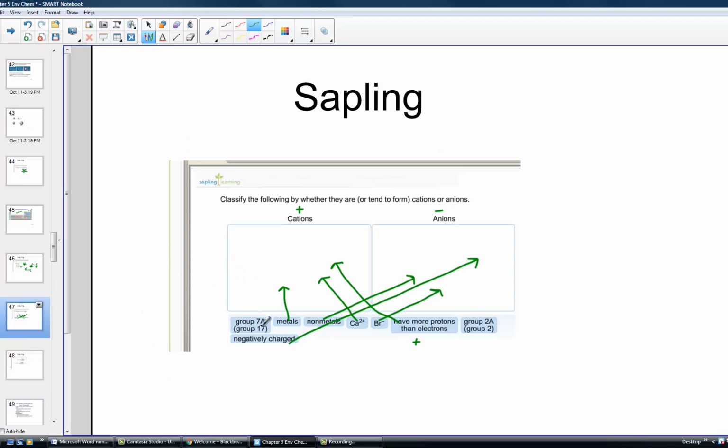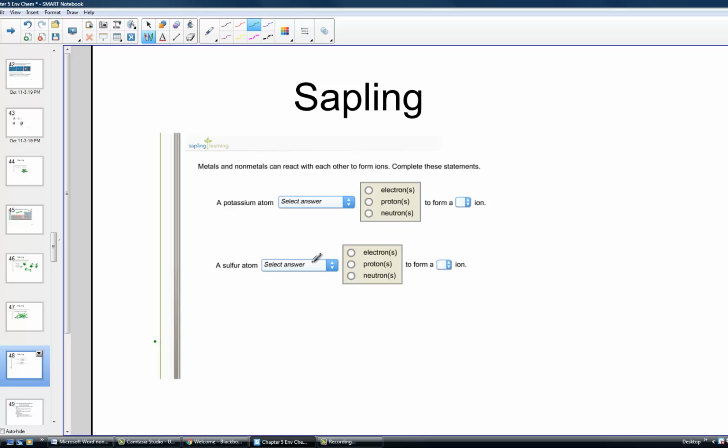And the last one that we're asked to just click and drag, we know that 7 is fluorine's family. They're negatively charged. And group 2A, we know that to be magnesium's family, and those are positively charged. Hope you can follow those arrows. All right, so now we know that metals and nonmetals react with one another to form ionic compounds.